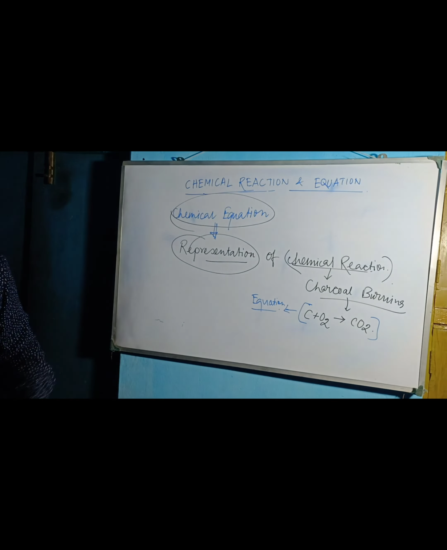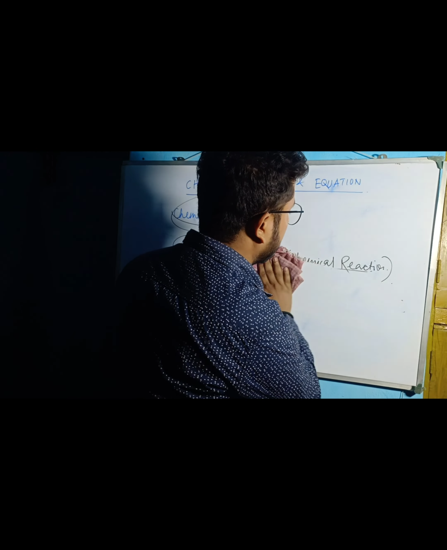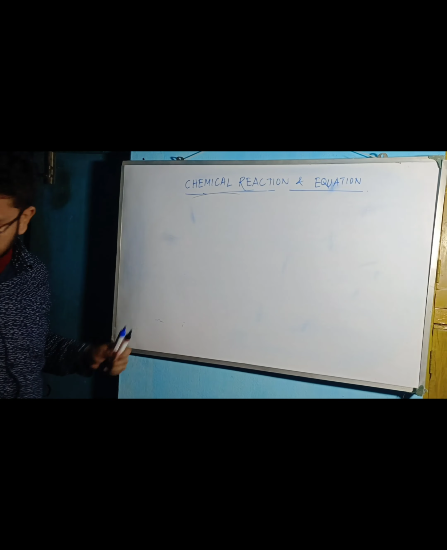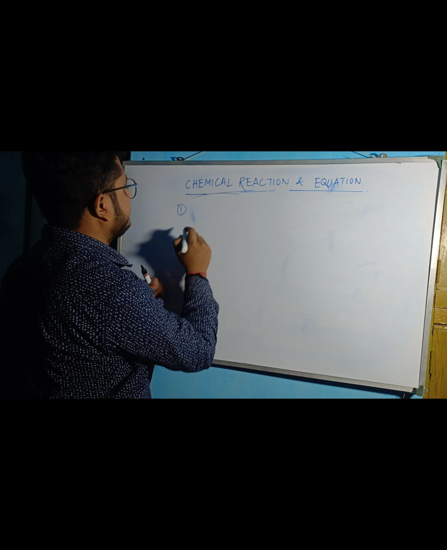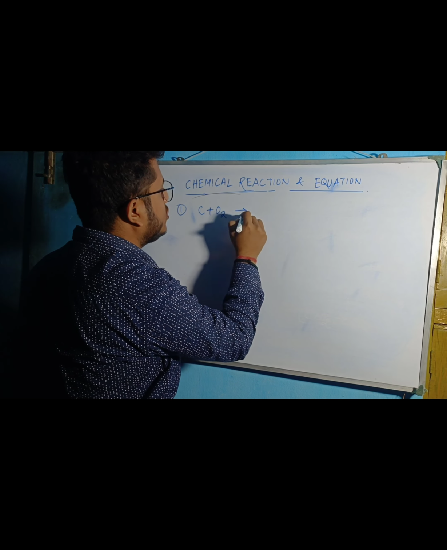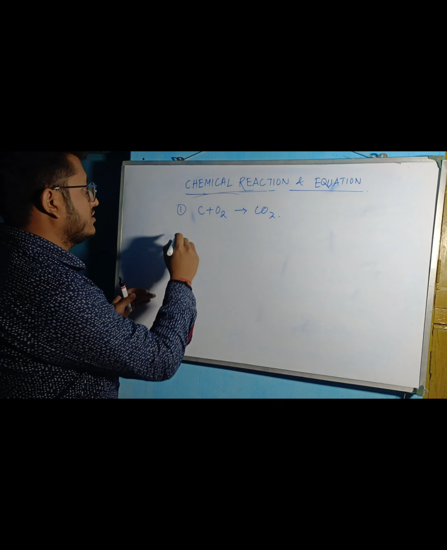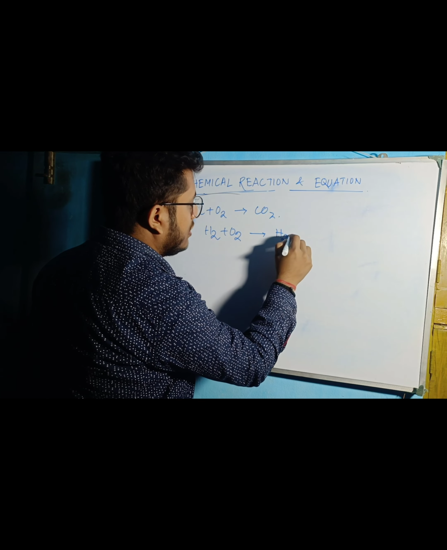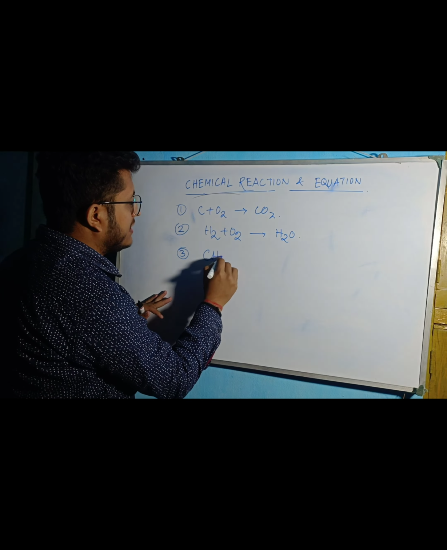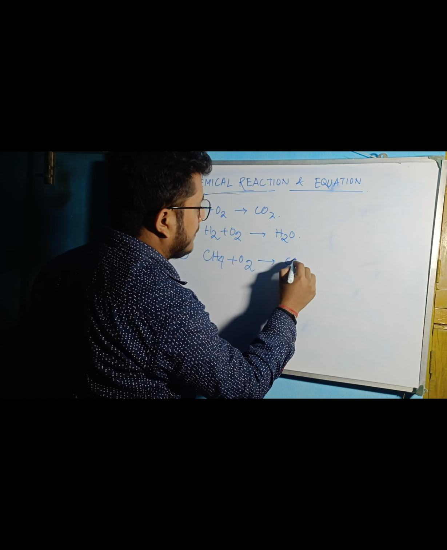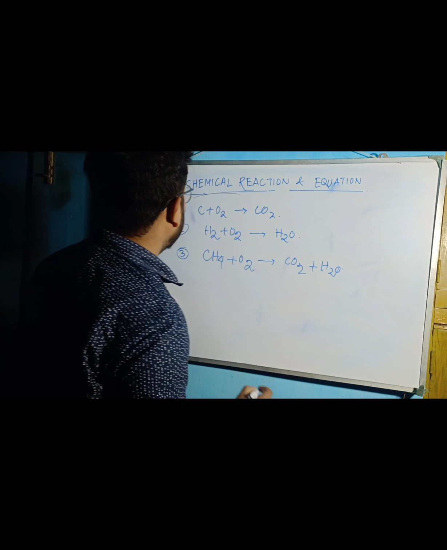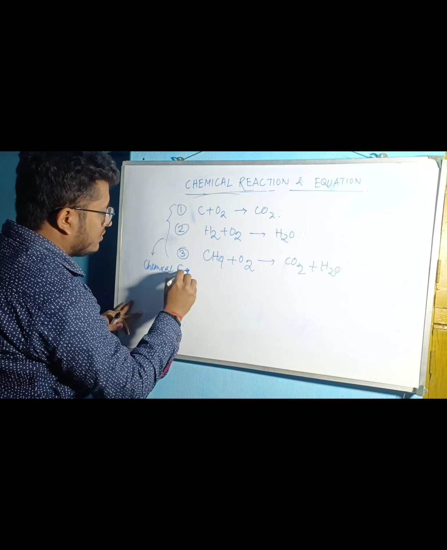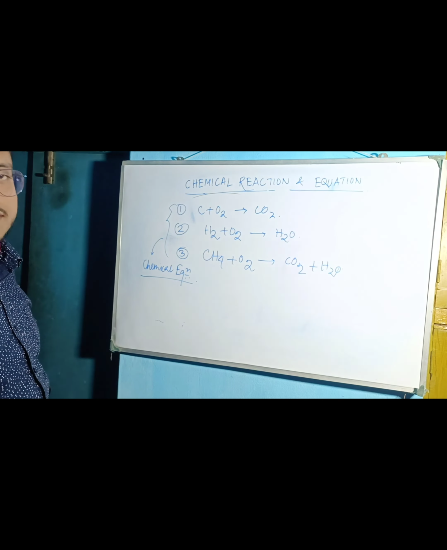So let's see various examples of chemical equations. First, charcoal burning, C plus O2 gives CO2. This is the chemical equation. Second equation is hydrolysis of water, hydrogen plus oxygen gives water. Third, the burning of natural gas, methane plus oxygen gives carbon dioxide and water. All these are chemical equations, which represent the chemical reaction.